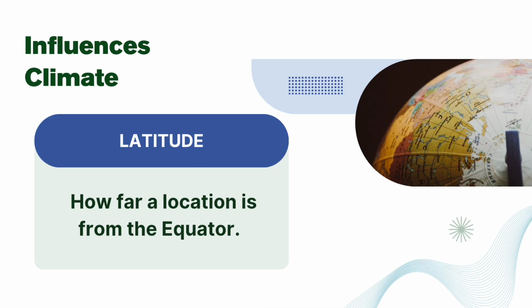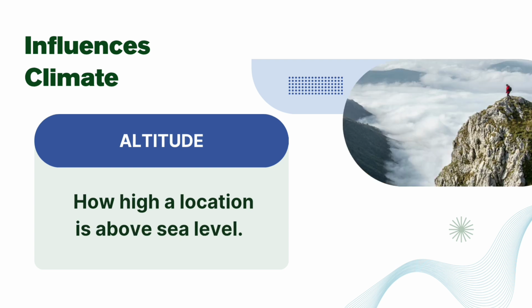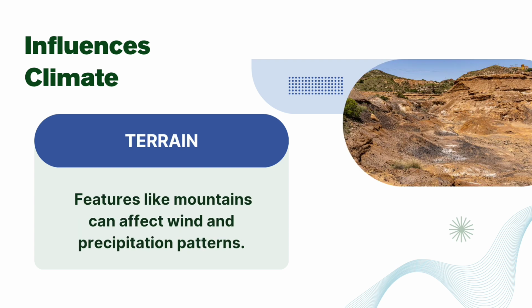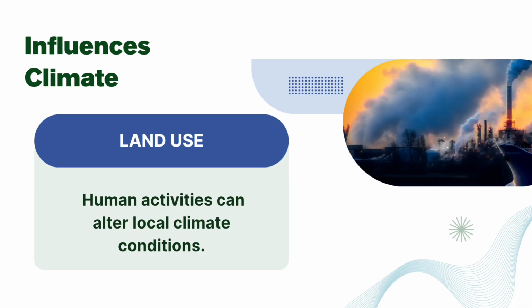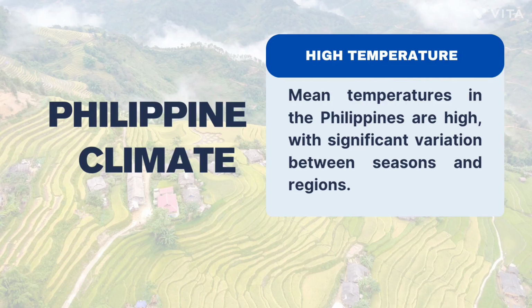First that influences climate is the latitude. Second is the altitude. Third is the terrain. Fourth is the large water bodies. Fifth is the land use.